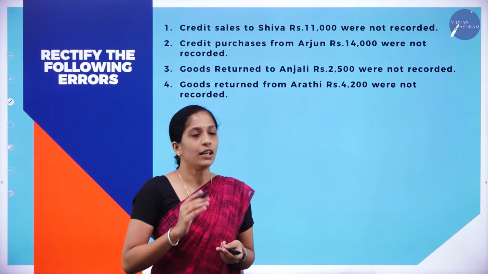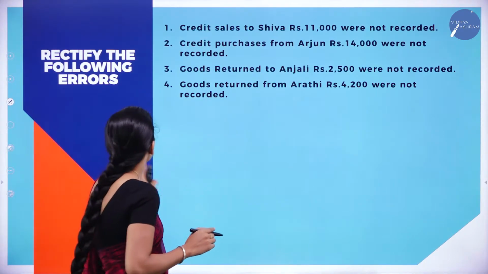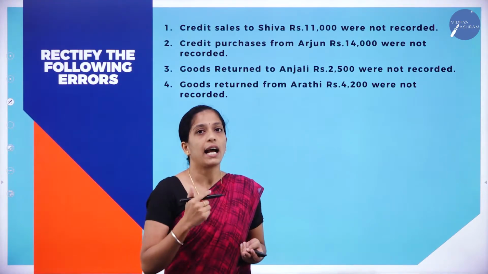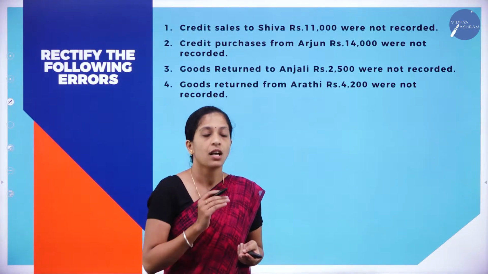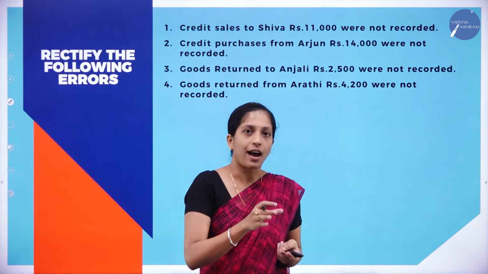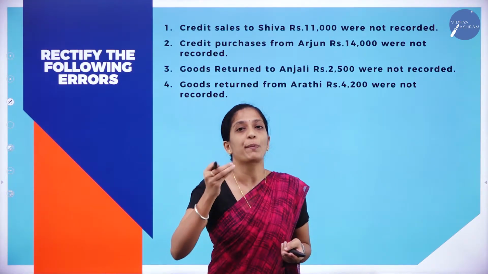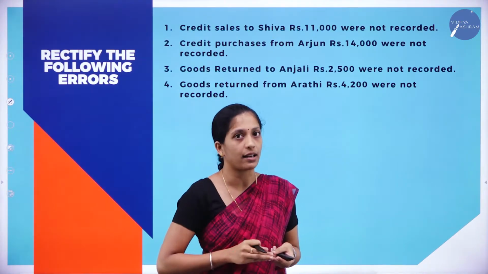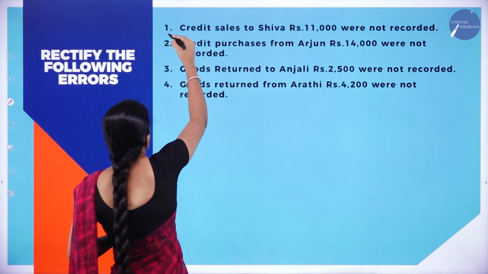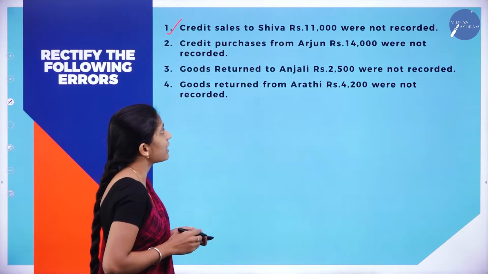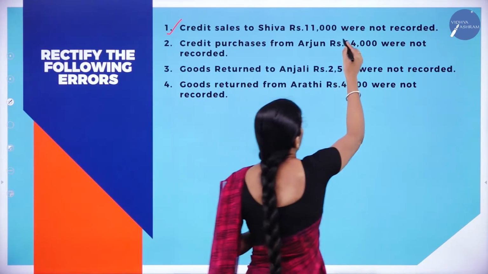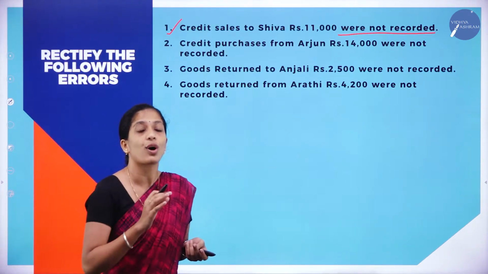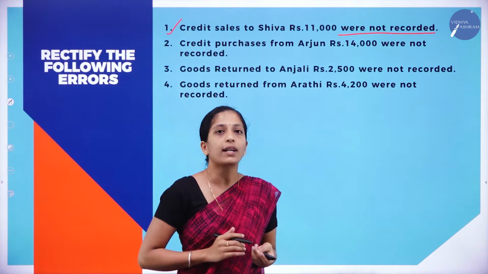Now, we shall go through a problem. Here they have given: rectify the following errors. They have made certain mistakes in these transactions and they are asking us to correct those mistakes. So, how to correct the mistakes? We have to write one more journal entry in order to correct those errors. Now, go through the first transaction: credit sales to Shiva, rupees 11,000, were not recorded. Here they have sold goods to Shiva on credit basis, but they have not recorded that transaction. So what type of error is it?